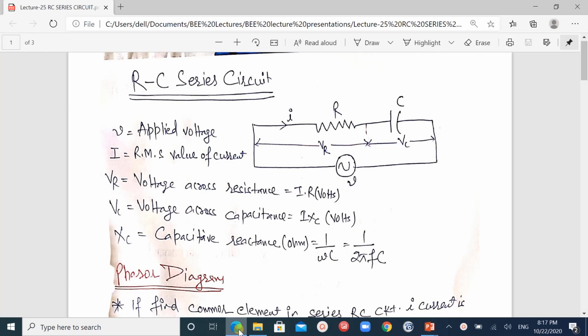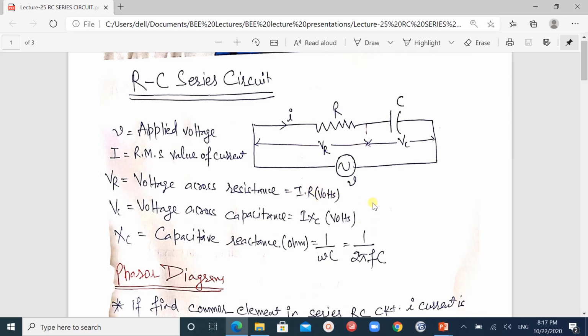Here we talk about a resistance and a capacitance which are connected in series with each other, and a voltage is applied across the circuit. V is the applied voltage, I is the RMS value of the current, and VR is the voltage drop across this resistance, which is IR, and the units are volts.